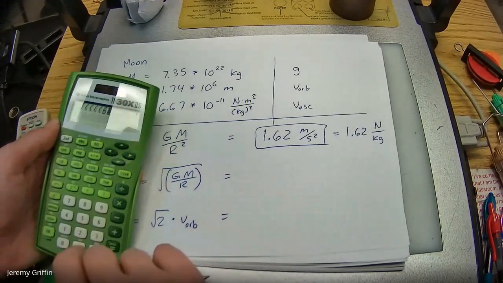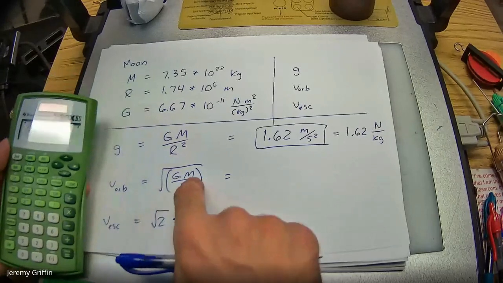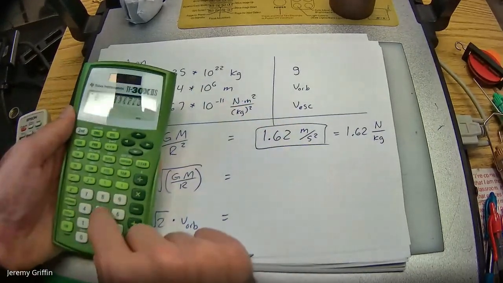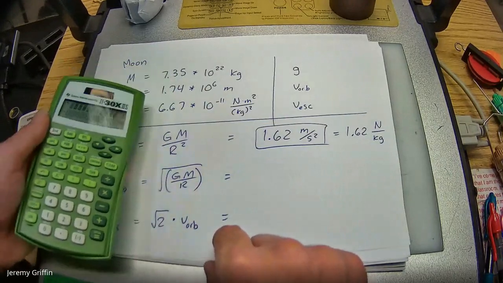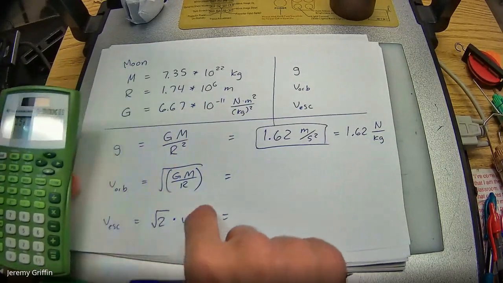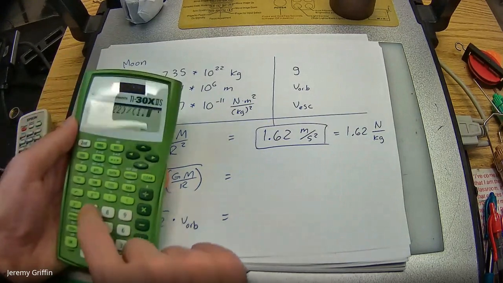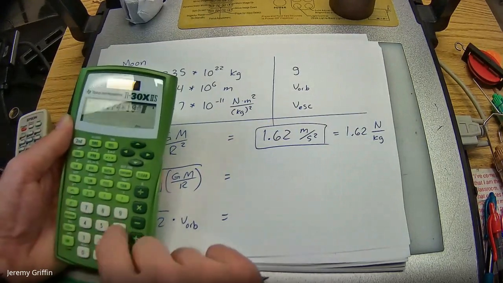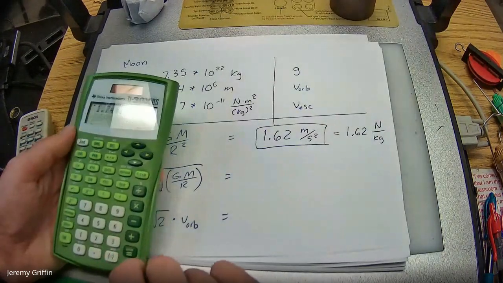We got G, 6.67 by 10 to the negative 11, close, open. The mass of the moon, 7.35 by 10 to the 22. You guys get to practice with the calculator, right? So you can put this in, get the same numbers I'm getting. Divide by, open, 1.74 by 10 to the power 6. This calculator will close all the excess parentheses for me.